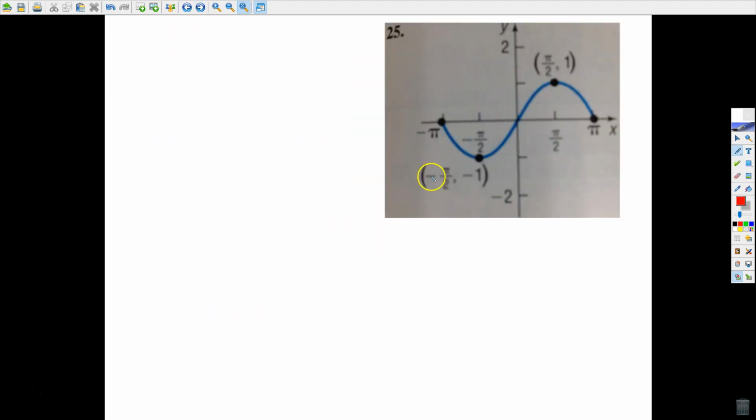Let's do one more like this. This is number 25. Once again, we'll state the intercepts. So we have an x-intercept of (-pi, 0). We have the origin (0, 0). And then over here another x-intercept (pi, 0). All right. And let's see, domain.